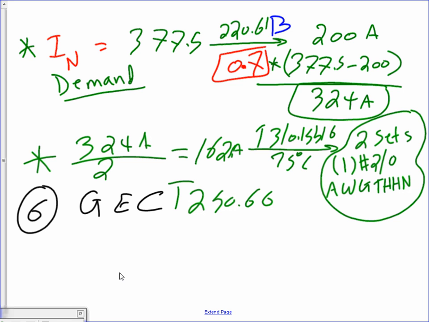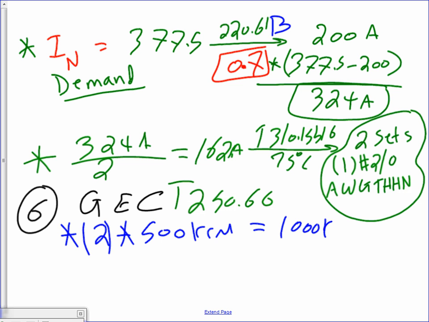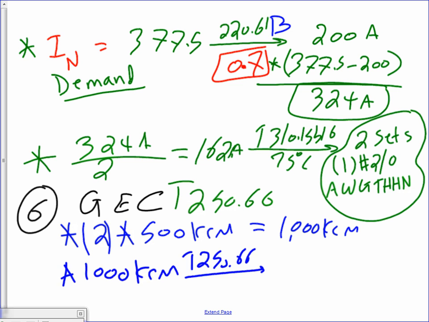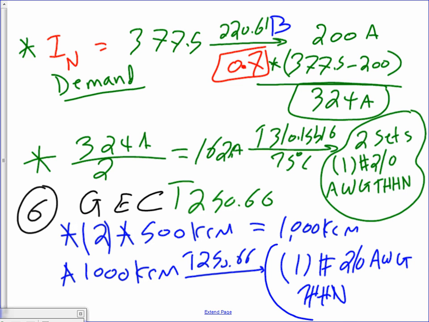Grounding electrode conductor. Here's what you do. You take the 2 for 2 sets, multiply them by 500 kcmil. That'll get you a healthy 1000 kcmil. And then you take 1000 kcmil, take it to table 250.66, and that'll get you a healthy 1 conductor number 2/0 AWG THHN. Does that make sense?